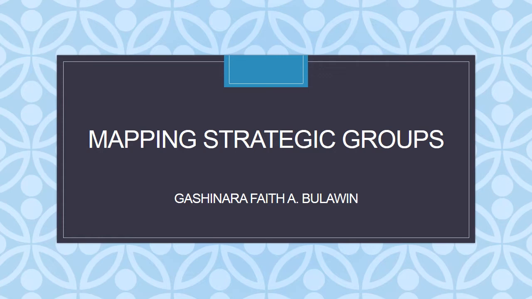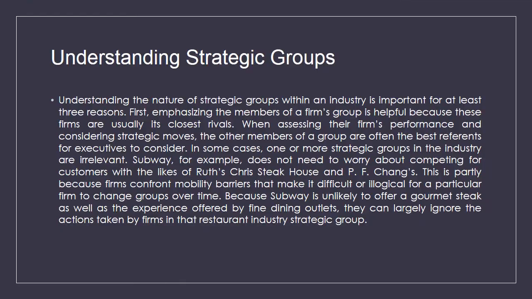Bilawin. Today, we will be discussing mapping strategic groups. Understanding the nature of strategic groups within an industry is important for at least three reasons. The first reason is that emphasizing the members of a firm's group is helpful because these firms are usually its closest rivals. When assessing the firm's performance and considering strategic moves, the other members of our group are often the best reference for executives to consider.